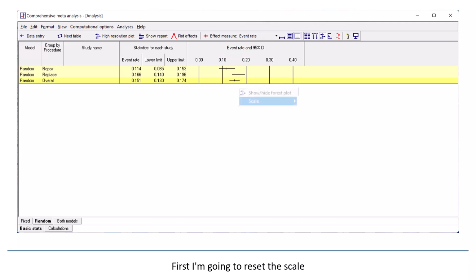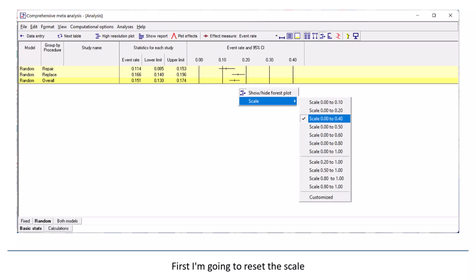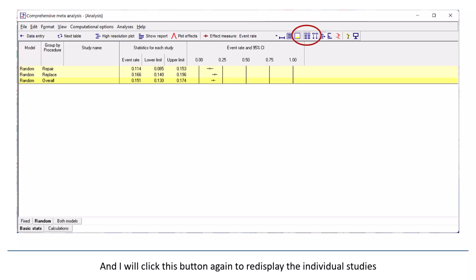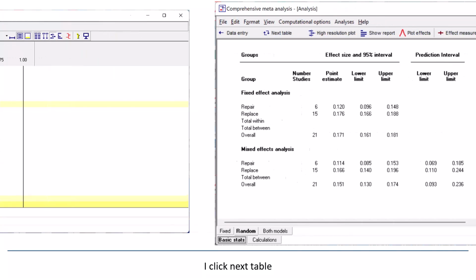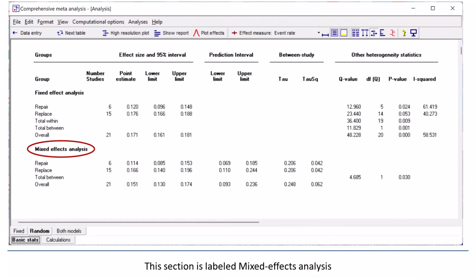First, I'm going to reset the scale. And I'll click this tool to display the individual studies. Next, I want to ask if this difference is statistically significant. I click Next Table. This section is labeled Mixed Effects Analysis. This is the section that I want to use. I'll explain later what it means.